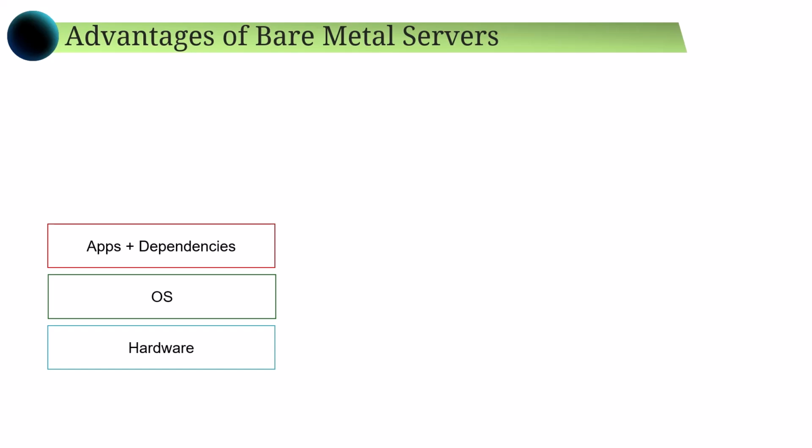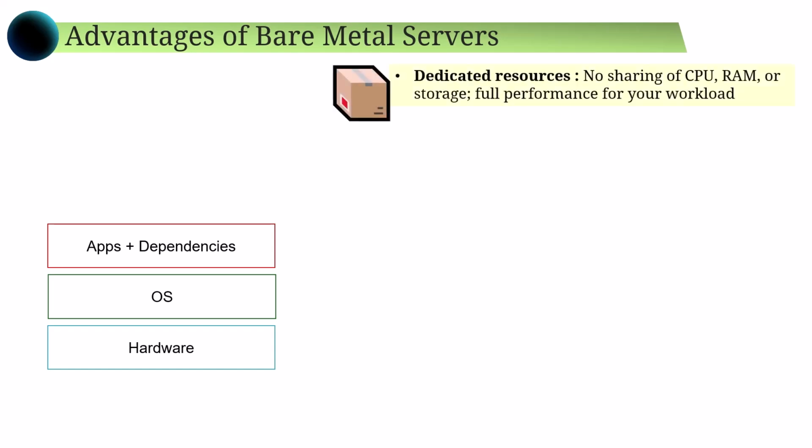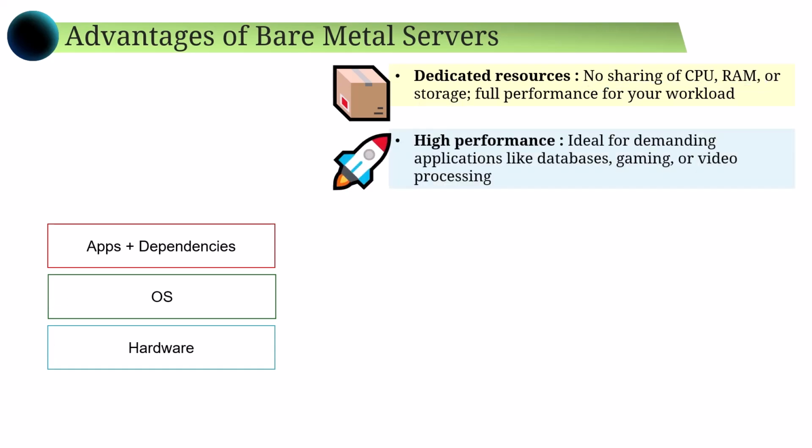Let's talk about the advantages of a bare metal server. The first one is dedicated resources. There is no sharing of CPU, RAM, or storage. You get the full performance of your workload on your hardware. You get high performance, ideal for demanding applications like databases, gaming, and video processing.